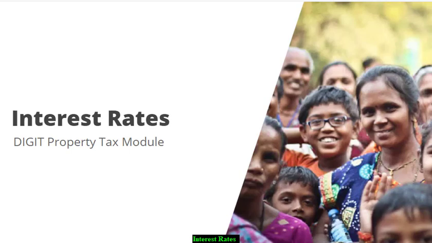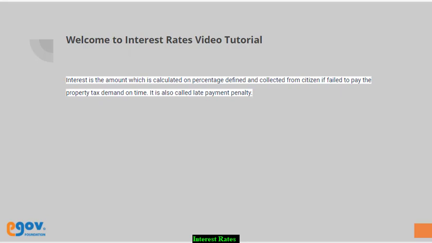This video walks you through the steps involved in configuring the interest rates master data template in the property tax module. Interest is the amount which is calculated on percentage defined and collected from citizens if they fail to pay the property tax demand on time. It is also called late payment penalty.